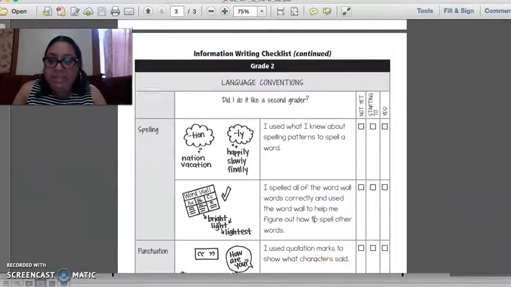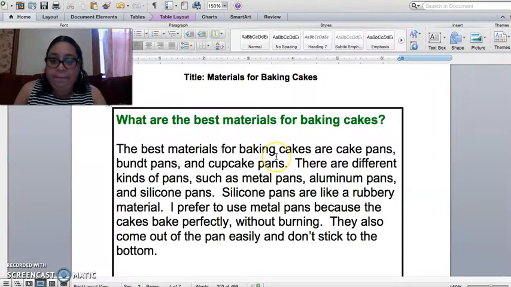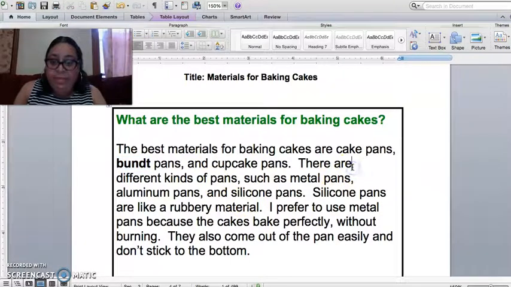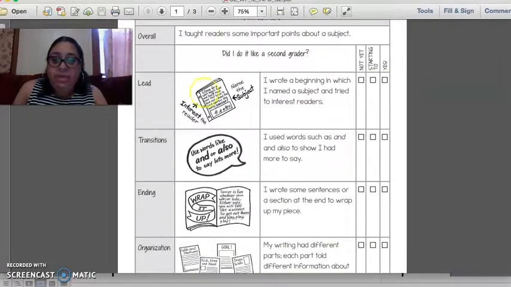My punctuation I checked, my spelling I checked, my craft. Oh, do I have special craft words? Let's see. The best materials for baking cakes are cake pans, bundt pans, and cupcake pans. Oh, here's a keyword, a bundt pan. Oh, even this one right here, silicone pans. These are all specific baking words, words that bakers would know. And I'm teaching my reader those words also. Let's go back to the checklist. I just checked for my lead and I wrote it because I know I didn't have it before.